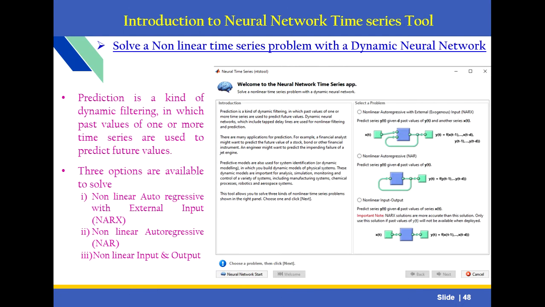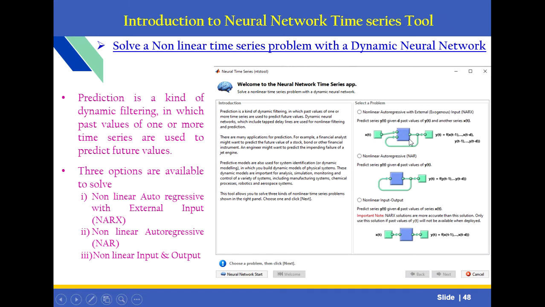After typing ntstool, the neural network time series tool will come up. It is an introduction to the time series tool to solve nonlinear time series problems with a dynamic neural network. Here there are three types of networks. First one is NARX, second one is NAR and third one is NIO, that is nonlinear input-output. Here NARX means nonlinear autoregressive with external input, and the next one is nonlinear autoregressive. The X represents external.